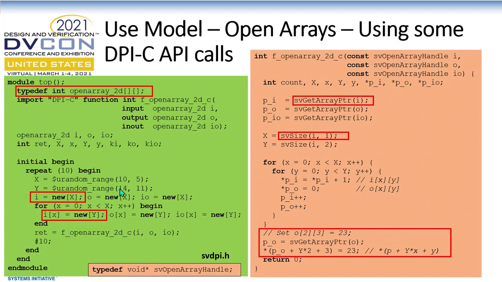It's a random size array. And then we're just going to call a C function with those array handles. So it's an array that got built dynamically, and you call over to C. Now on the C side, it's a special handle called an SV open array handle. And it's really a void star, but it's an SV open array handle. And if we want to get at the items that are in there, we want to go use this SV get array pointer. That's going to help us find the data.